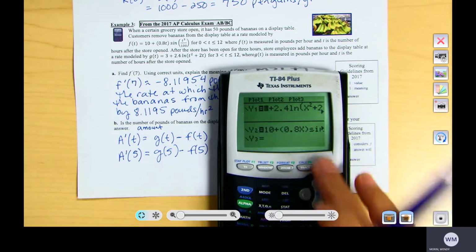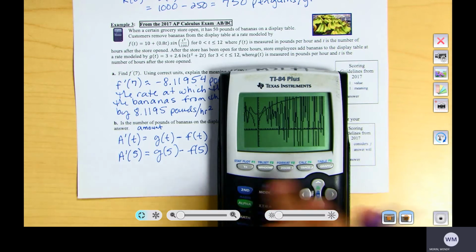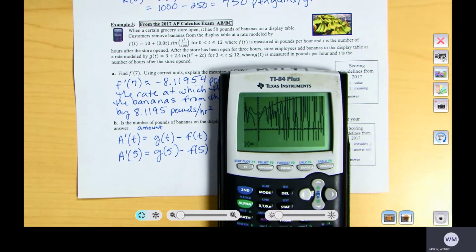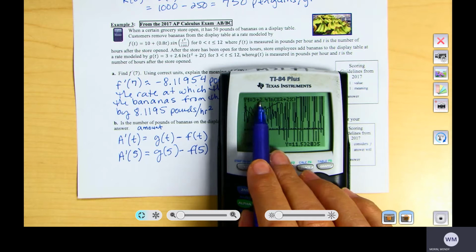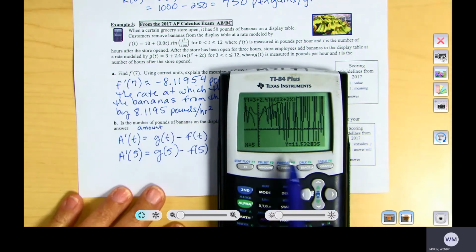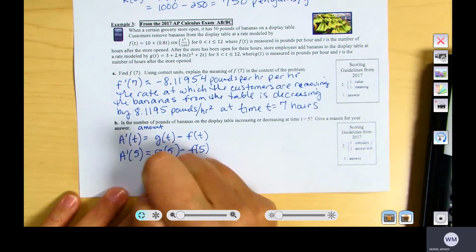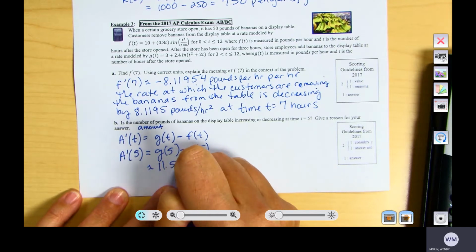That's turned on. So let's try that again. There we go. Learn from my mistakes. Make sure both of your graphs are turned on. Let's try this again. We're going to calculate the value at 5. So y sub 1 is your 3 plus 2.4, that equation right there, which is our g of t. So our y value on the graph is approximately 11.5. Anytime you use your calculator, say approximately.